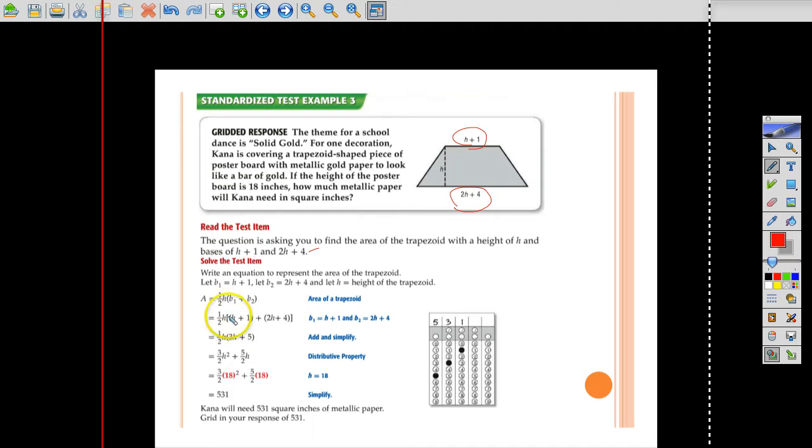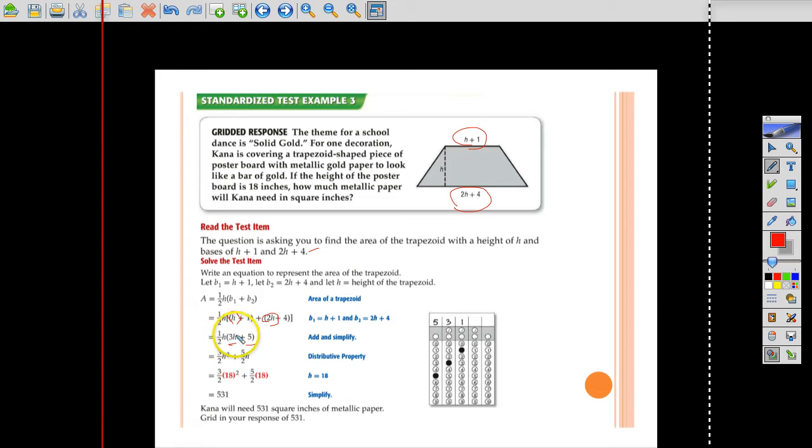plus the two bases in parentheses. Okay. So instead of height, base 1 and base 2, you're going to substitute that with h plus 1 from here, and then 2h plus 4 from here. Okay. So you're going to distribute the 1/2 h for each one. But before you do that, you can combine the like terms here. 2h plus h is 3h. 1 plus 4 is 5. And now you can distribute the 1/2 h.